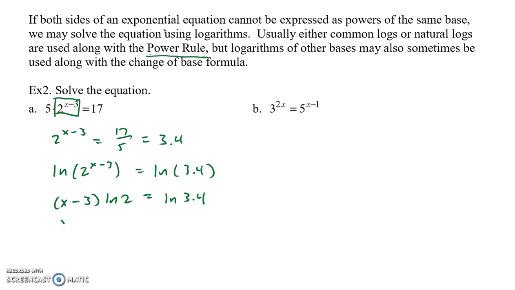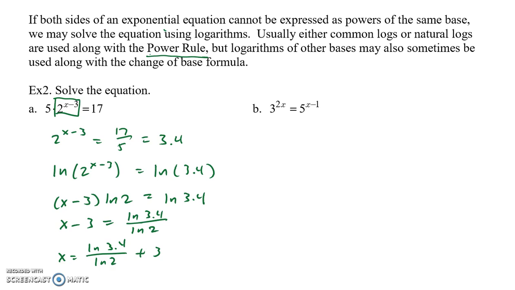That would give us, on the left, x minus 3, and on the right, ln 3.4 divided by ln of 2. That cannot be simplified. You just have to leave it in that form. And then add 3 to both sides, making sure we add it to the outside of the fraction. ln 3.4 over ln 2 plus 3.